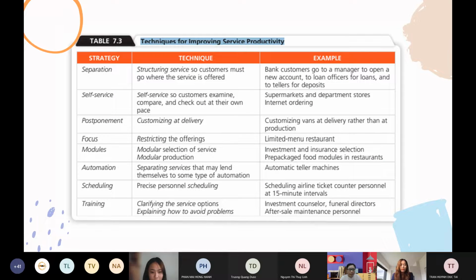From this table, there are 8 strategies, and each strategy has a corresponding technique to improve service productivity, like structuring service for separation, self-service, customizing delivery for purpose, restricting the offering for focus, modular, and separating services for automation and scheduling. And the last one, clarifying and explaining for training. And then my partner will continue with the next part.